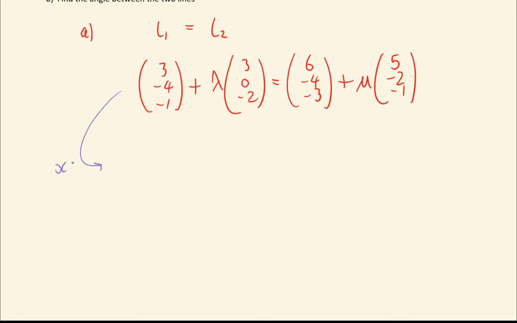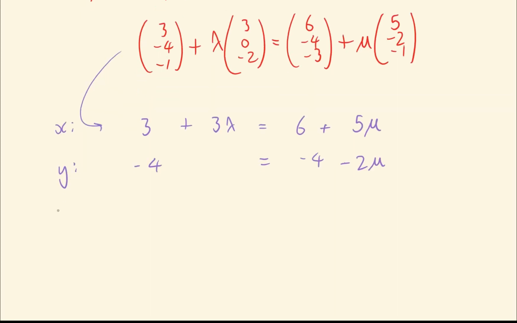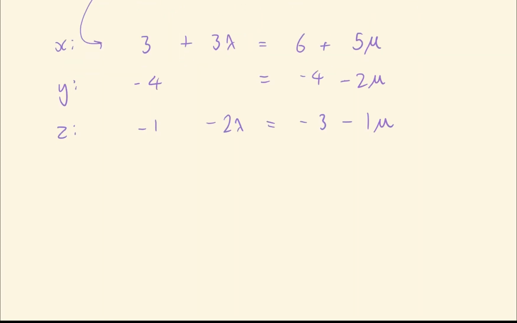So if I look at my x coordinates, I'm going to have 3 plus 3 lambda equals 6 plus 5 mu. If I look at my y coordinates, I'm going to have minus 4 equals minus 4 minus 2 mu. And if I look at my z coordinates, I'm going to have minus 1 minus 2 lambda equals minus 3 minus 1 mu. Hopefully it's going to work. So we start with this one, which is the easiest.